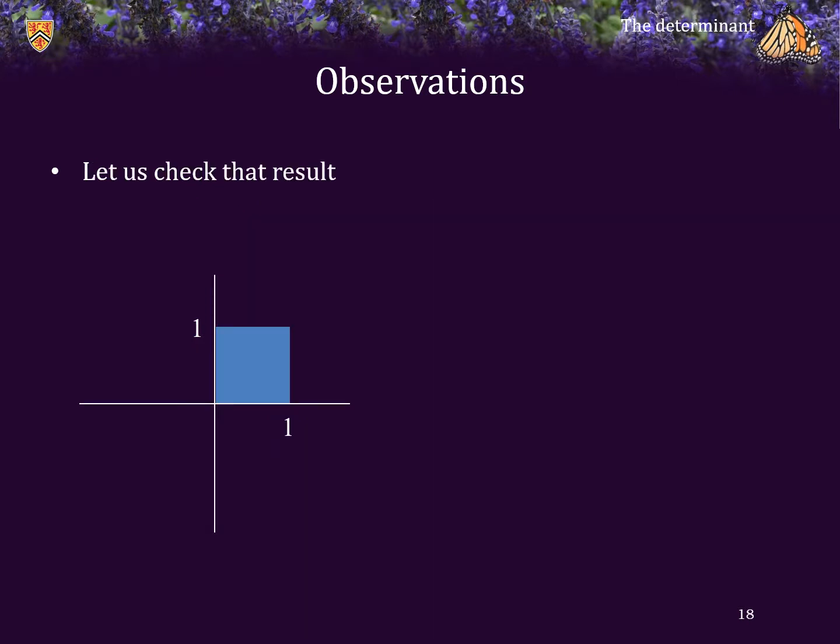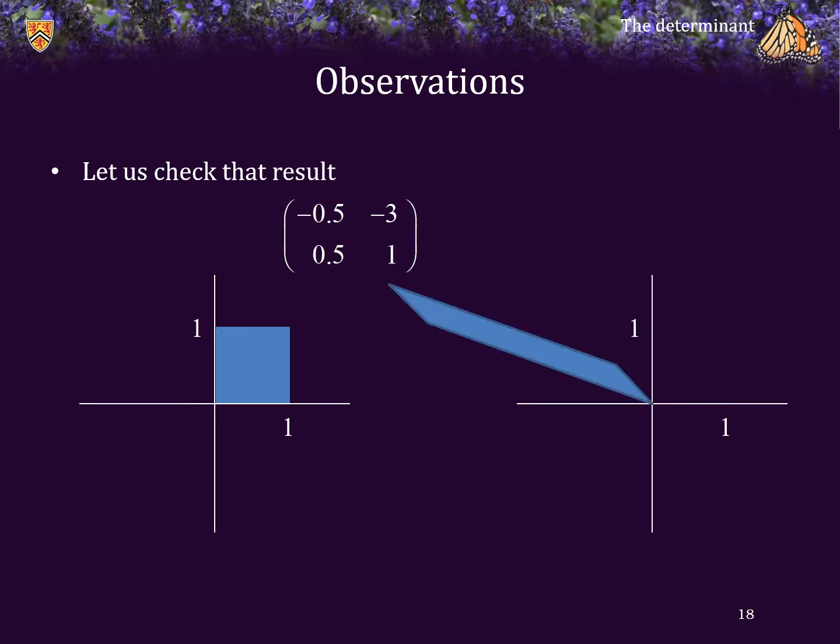Let's check that result. Let's multiply each of the points of the unit square by the matrix that we determined. In this case, we get this parallelogram. If you were to calculate the area of this parallelogram, you would notice that it is equal to 1. Also, you could determine that there was no change in orientation either.